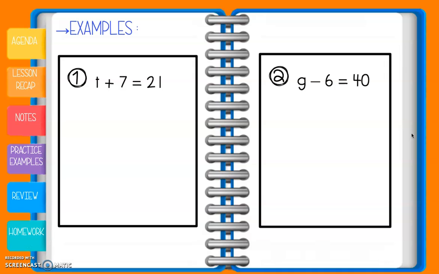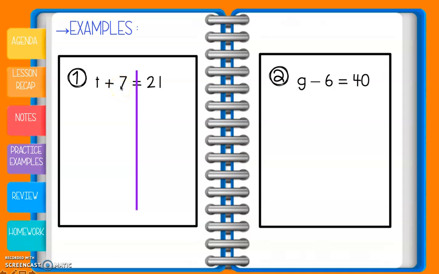As we're working out these problems, the first thing we're going to do is draw a line through the equal sign. The reason we do that is so that we know whatever we do on this side of the equal sign, we have to do over here on this side as well, to keep our equation balanced, to keep it equal on both sides. So I'm looking at this side, and here's my variable. We're solving for t, and we have plus 7.